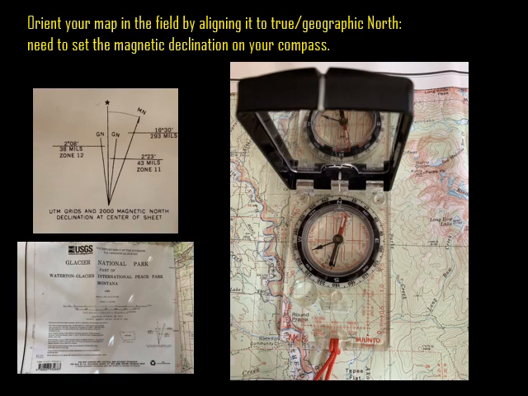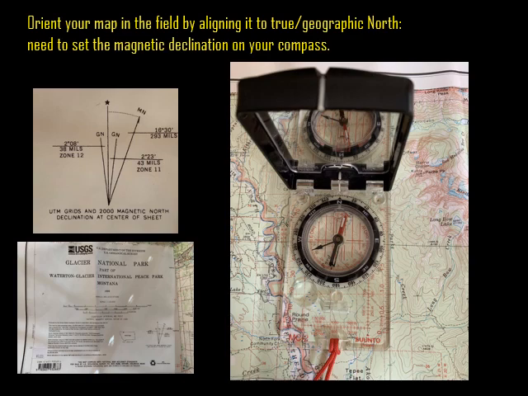So what you see on the right here is my compass needle. The red arrow is actually pointing to magnetic north, but because I've set my magnetic declination to about 13 degrees east, the direction of the dial of the compass rose north is aligned north-south.